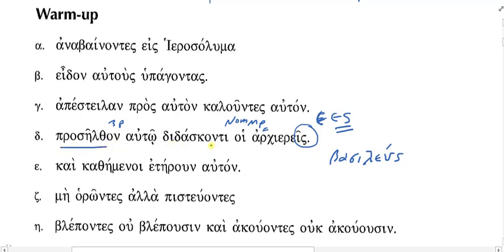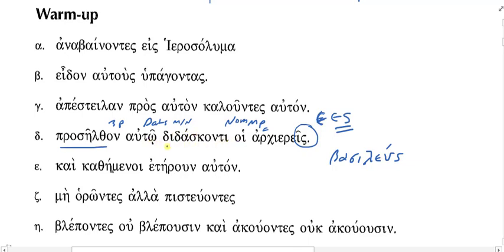Now, what does proselthon mean? To go to, or went to. Okay, so what's the subject again? Hoi archiereis. What are those? The high priests. And then went to or came to, autō, him. What case, gender, number is autō? Dative, singular. And it's either masculine or neuter, isn't it? So came to him or it.